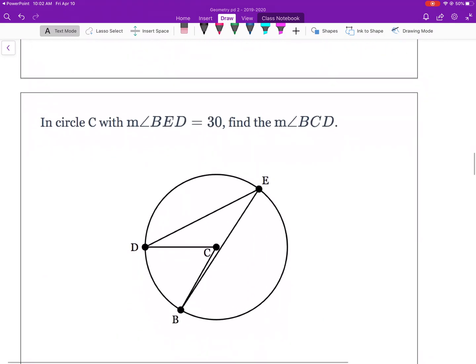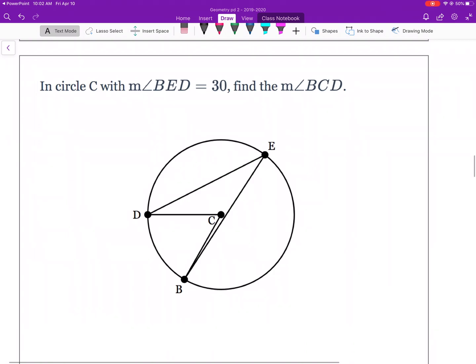All right, let's keep moving. In circle C, with the measure of angle BED equal to 30 degrees, find the measure of angle BCD. So BED is 30 degrees. We want to find the measure of angle BCD, which is right here, exactly where that letter C is. All right. Once again, let's check to make sure that the two angles they're talking about intercept the same arc. So the 30-degree angle opens up and hits an arc.